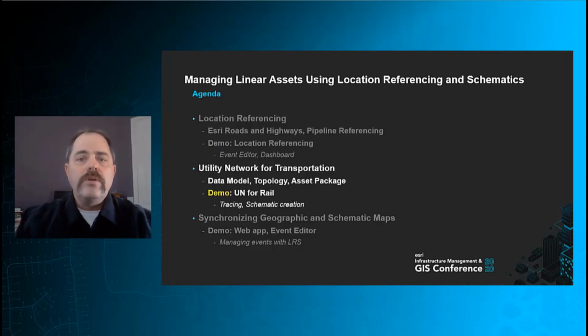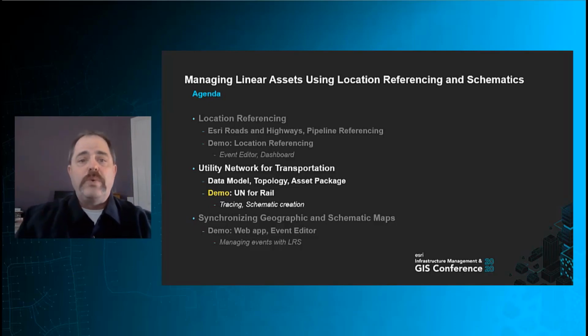Next, Koye Brown is going to discuss how the ArcGIS utility network can be used for transportation. You might be familiar with this tool set. The utility network is a very popular way for industries such as electric, gas, water, wastewater, and telecom. But we've been doing a lot of work lately on how we can use this tool set to help manage transportation assets and operations, in particular railroad assets and operations.